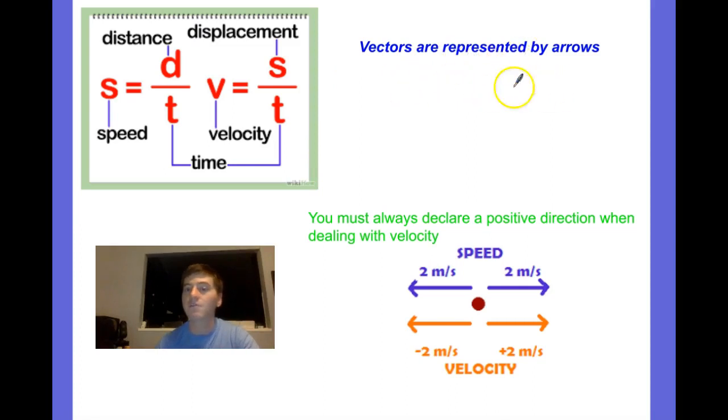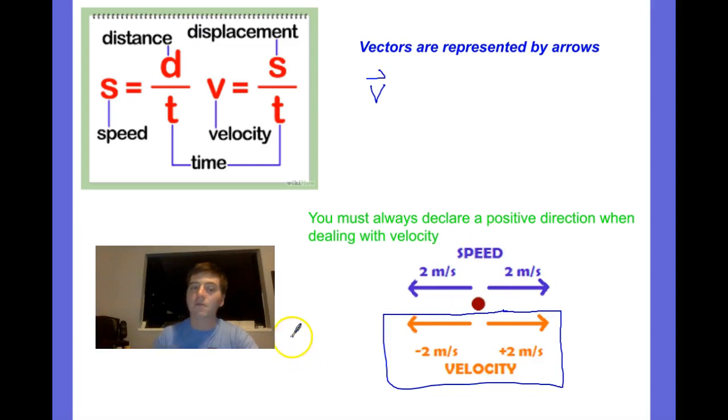So vectors are represented by arrows. Normally when I say velocity, it would come with an arrow on top to let you know that this is actually a vector. So when you see variables with these arrows, that means they're a vector. You will also see them represented like this. So for example, if I were representing a situation, I might draw my object and then draw the vector, say this way, 2 meters per second.